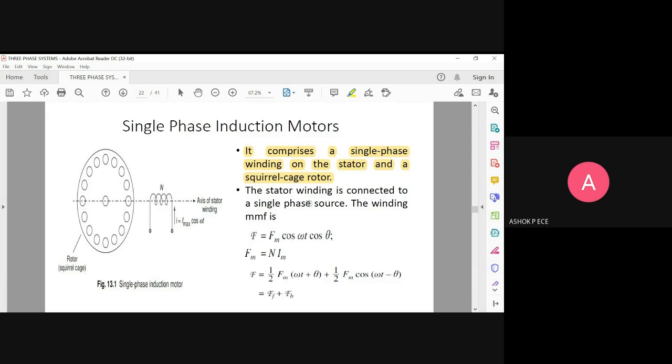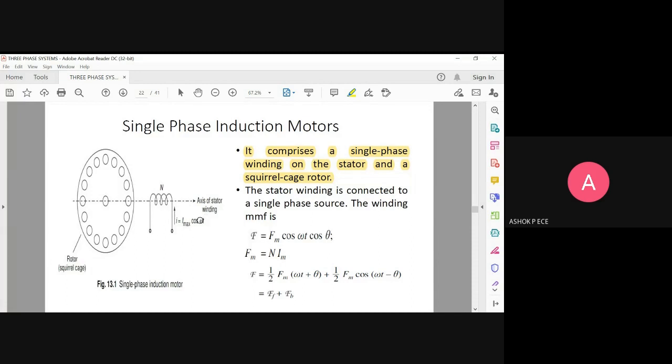Because of the AC, the current is also sinusoidal: i equals I max cos omega t. Because of this AC current flowing into your stator, you will have an AC magnetic field set up. And the AC magnetic field is given by F equals Fm cos omega t into cos theta. So this cos theta is going to be the power factor.